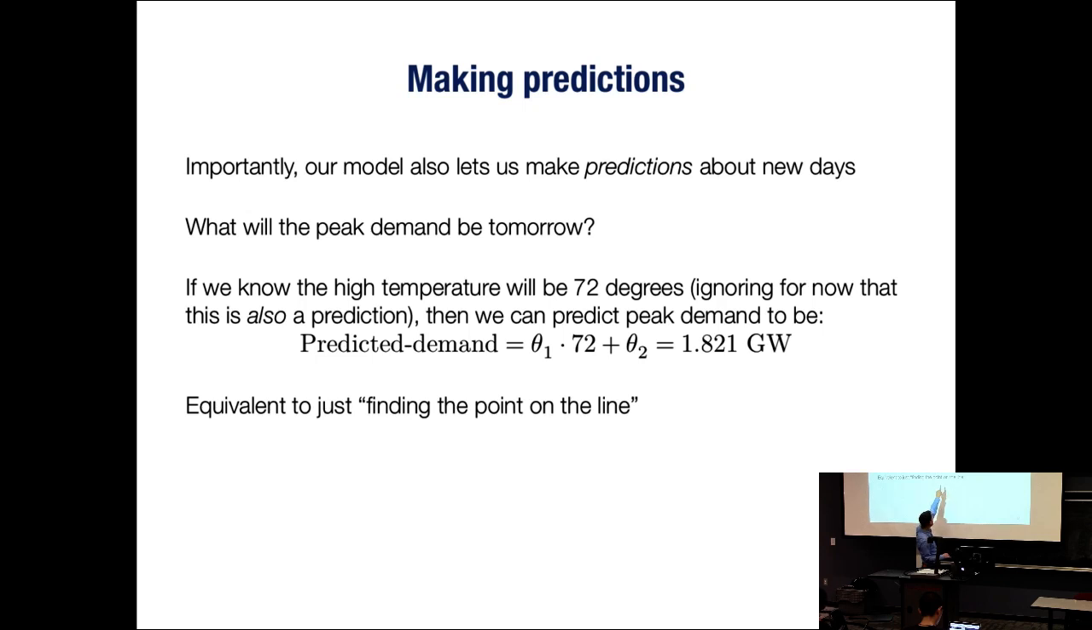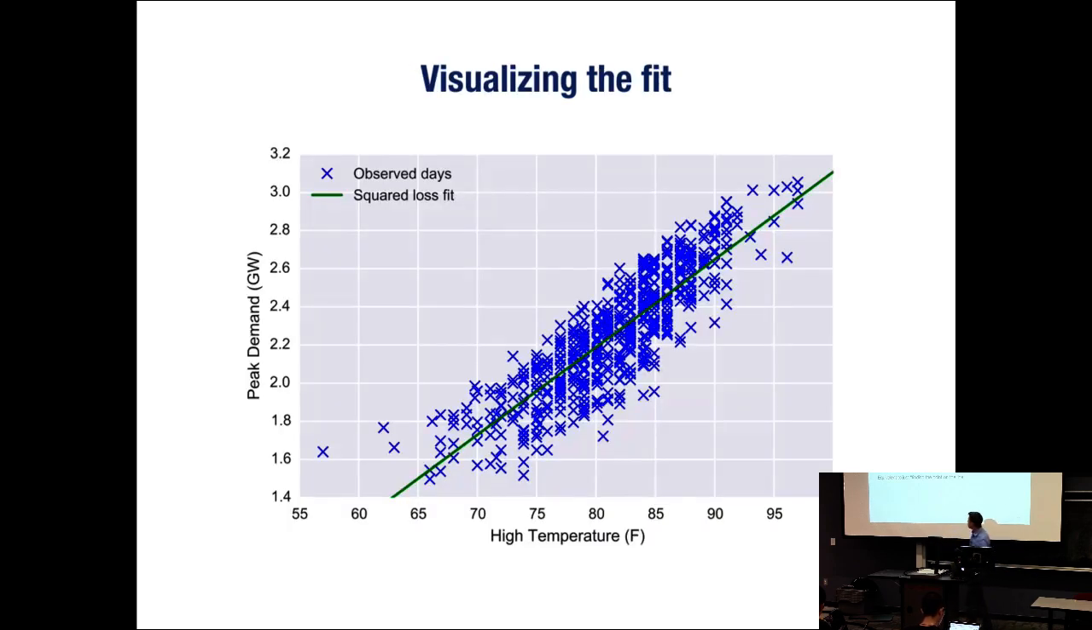We put 72 degrees times theta 1, add theta 2, and I get my prediction of 1.821 gigawatts. And that is exactly where that line lies at the 72 degree point, just this point right here on that line. But it's important to know that this is not just descriptive. This is actually predictive too, because we are making predictions from this data about what we think will happen given some new temperature.